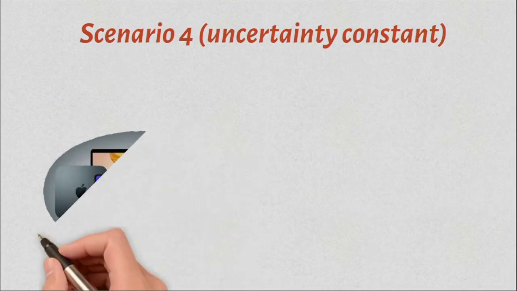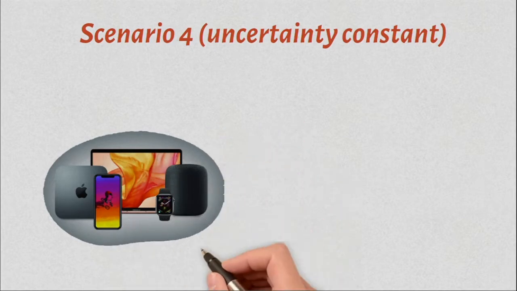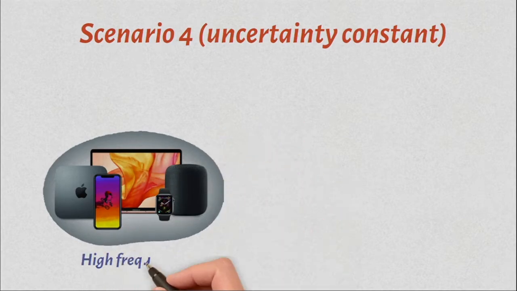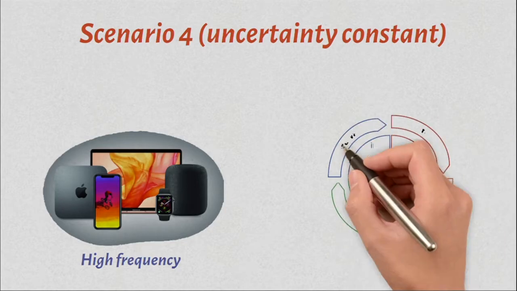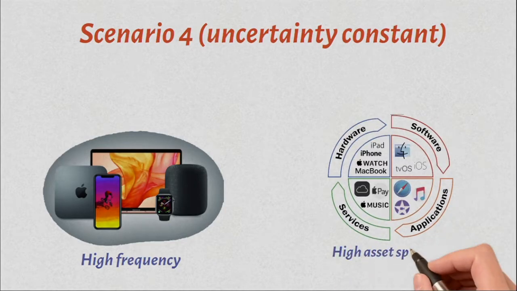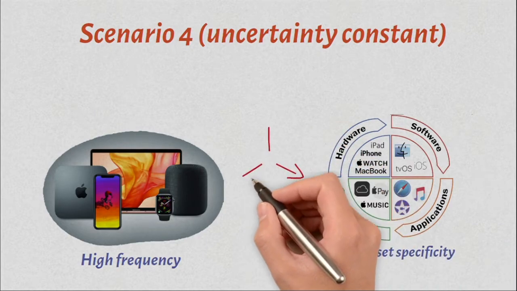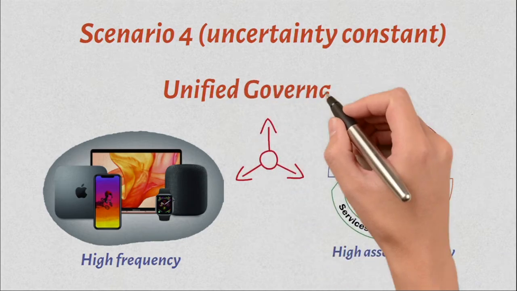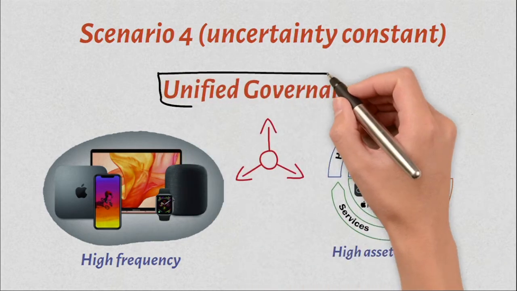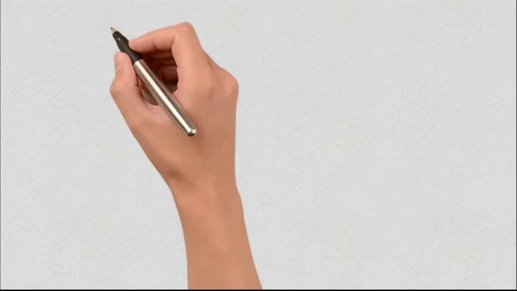The sale of Apple products falls under unified governance. A person who chooses Apple computers is generally within their ecosystem, with a very high specificity, and the sales happen at a high frequency. As Apple's model is to create hardware and software both in-house, it would mean less uncertainty.